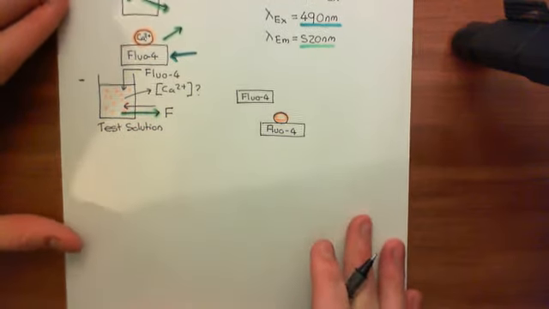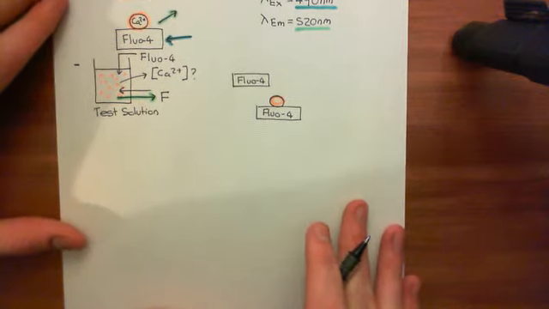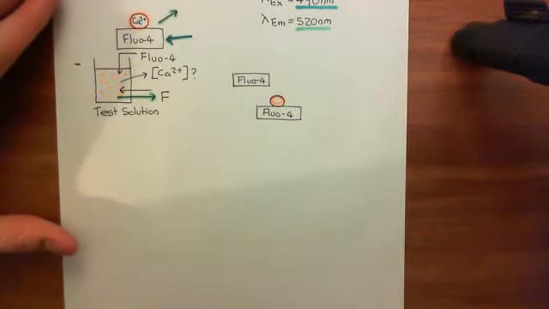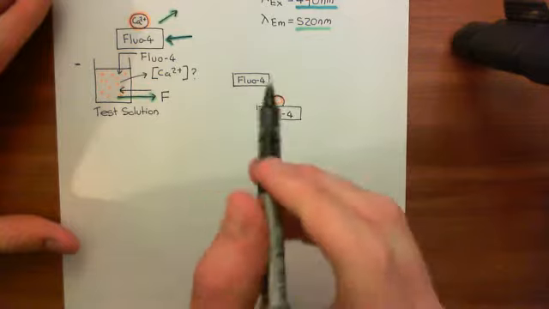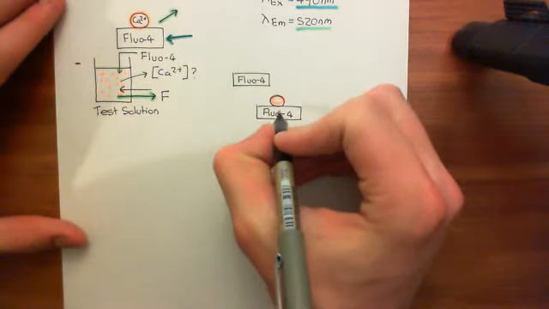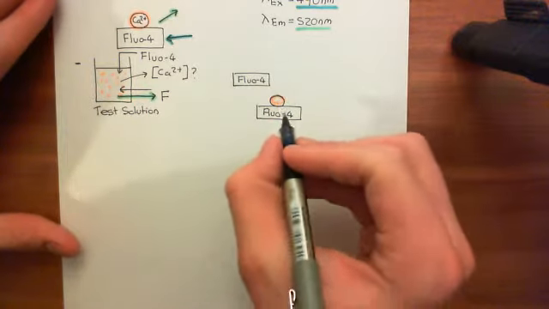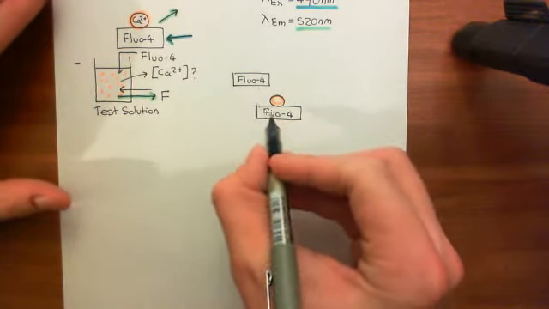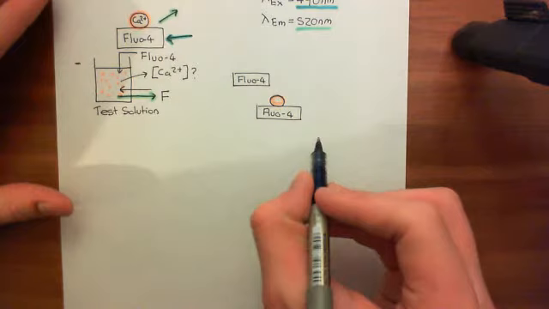So what we now need to know is two more things. We need to know the absolute minimum fluorescence that you could get, which is if all the Fluo-4 molecules didn't have calcium. So what we now need to do is make sure that none of the Fluo-4 molecules are bound to calcium.